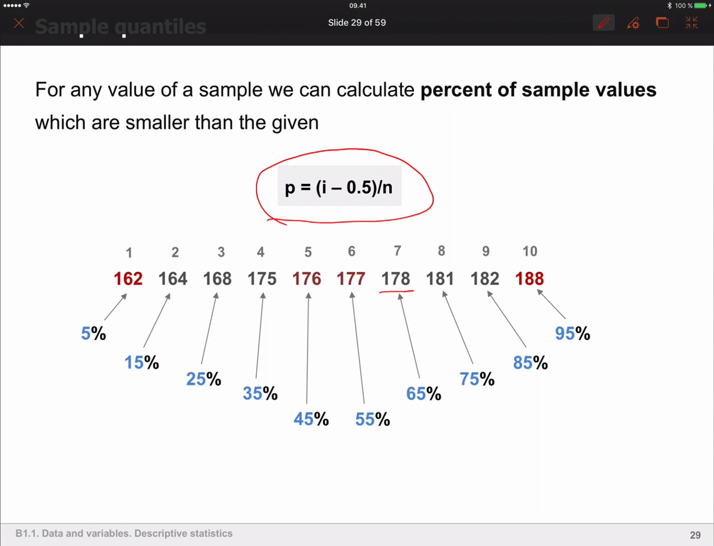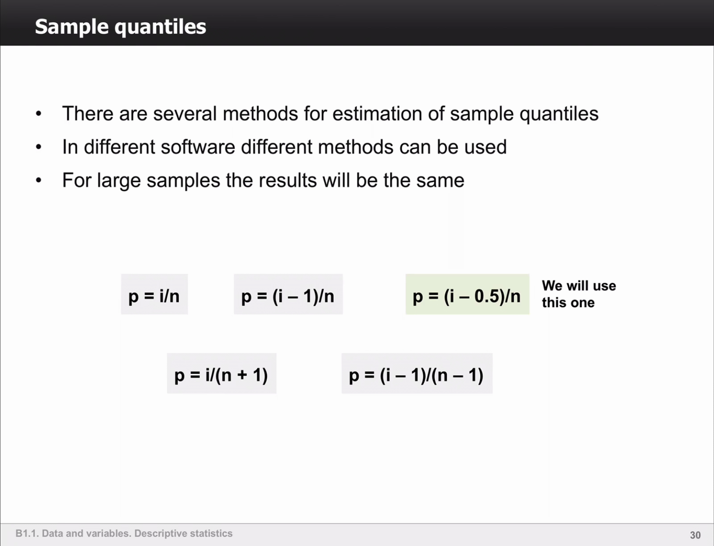I must say that the formula we use is not the only one that exists. Actually, there are at least 9 methods to use a sample for calculating these quantiles. I'll show you some of them. This is the simplest one, i divided by n, where i is a position, or sometimes it's called the rank of a value in an ordered sequence, and n is the sample size. Then you can use (i minus 1) divided by n, (i minus 0.5) divided by n, which we used before, and so on.